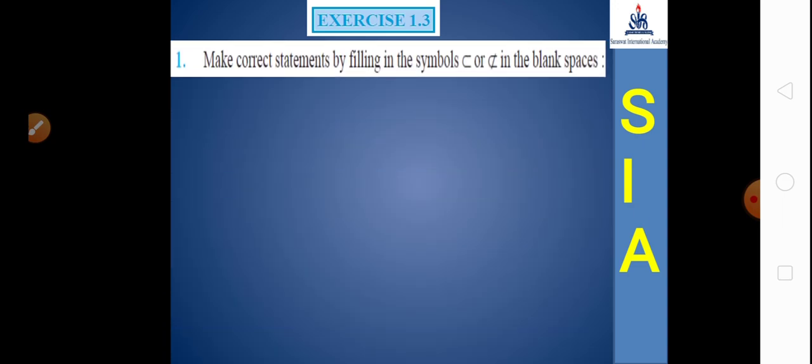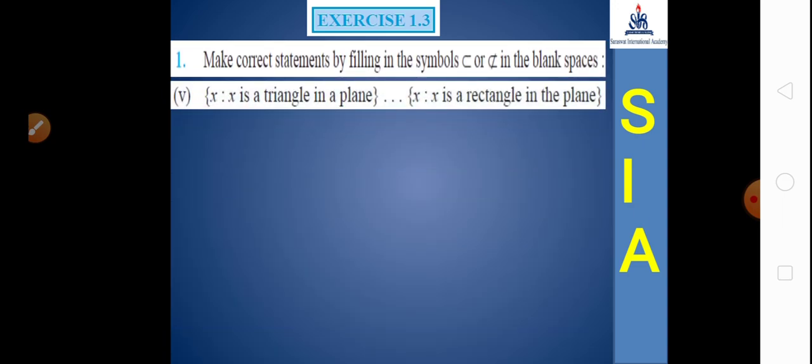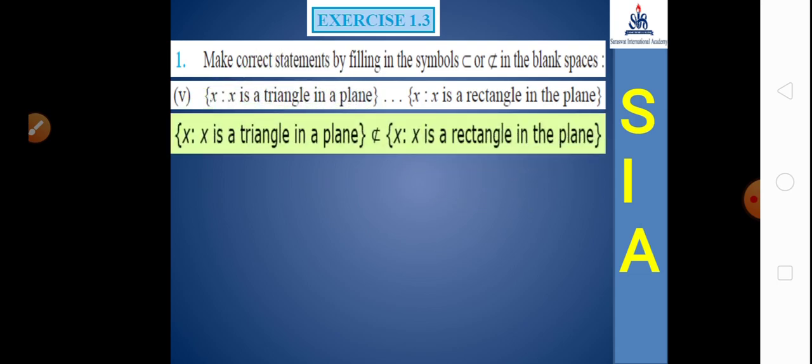Exercise 1.3, question number five, continuing. X such that X is a triangle in a plane, and second, a rectangle in a plane. My answer is not a subset, because a triangle is not present in the rectangle according to length and breadth.